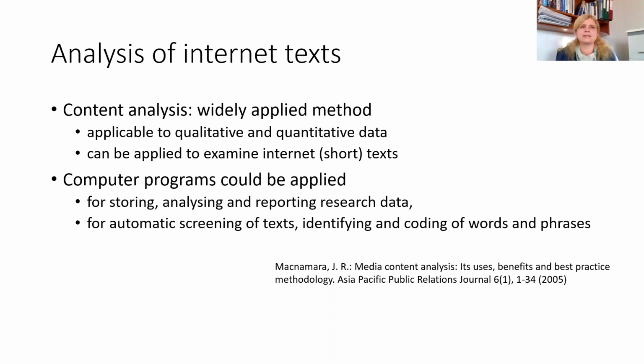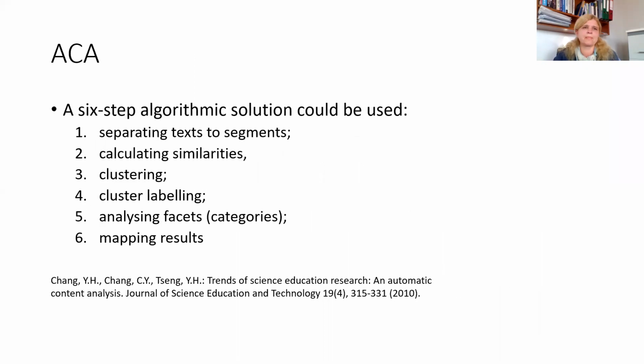Computer programs could be applied at two phases of content analysis. Firstly, for storing, analyzing, and reporting research data. And secondly, for automatic screening of text, identifying and coding specific words, phrases, categories, and so on. Automatic content analysis can be understood as a six-step algorithmic solution. Step one, text segmentation. For example, identification of citings and other fields of each text in the corpus, in all the texts that we analyze.